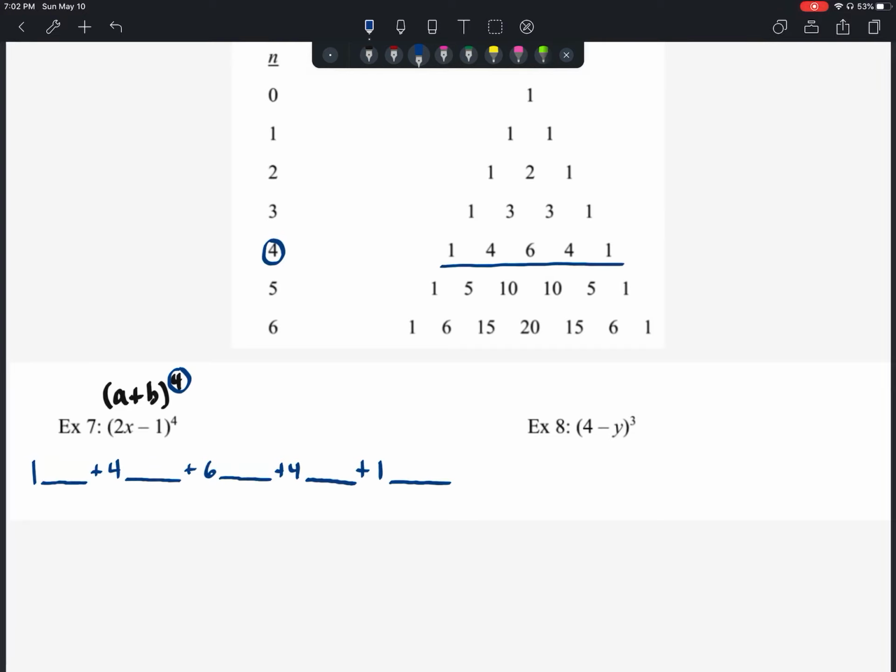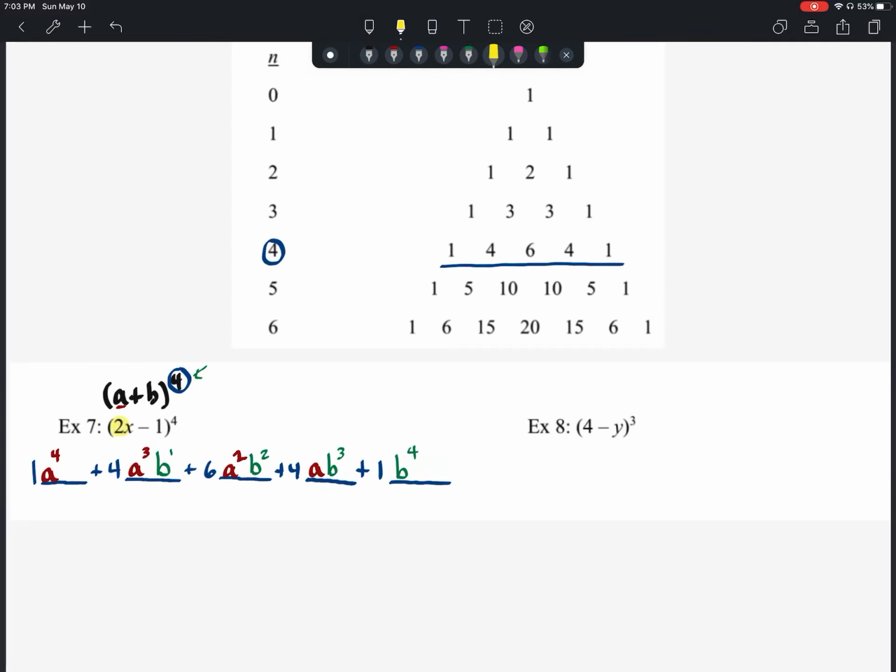And remember the pattern that happens with our variables. With our first variable, the a, it's going to start out with the greatest exponent, so that'd be a to the 4th. Then we'd have a to the 3rd, a to the 2nd, a to the 1st, and then a to the 0 we don't need to write in. And our b values, the first one would be b to the 0. The second one has to be b to the 1st, because remember, the exponents have to add to give us 4. And then we're going to have a b squared. We'll have a b to the 3rd. And then the last term will be a b to the 4th.